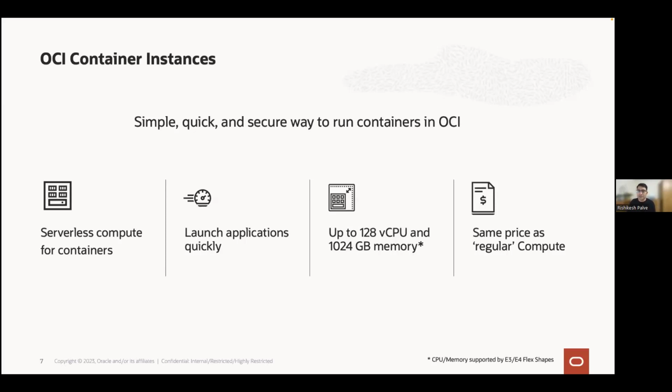For example, if you select E3 or E4 flex shape, you can allocate up to 128 vCPU and 1 TB of memory per container instance, which is significantly higher than what other serverless container offerings offer today in the market. And the biggest advantage of using OCI container instances is there are no additional charges for using the serverless experience of container instances.